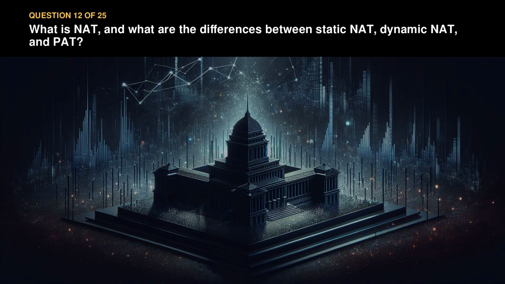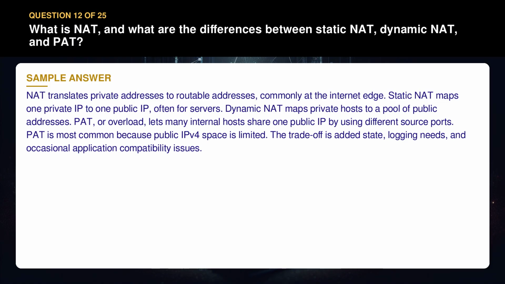Question 12. What is NAT? And what are the differences between static NAT, dynamic NAT, and PAT? NAT translates private addresses to routable addresses, commonly at the internet edge. Static NAT maps one private IP to one public IP, often for servers. Dynamic NAT maps private hosts to a pool of public addresses. PAT, or overload, lets many internal hosts share one public IP by using different source ports. PAT is most common because public IPv4 space is limited.